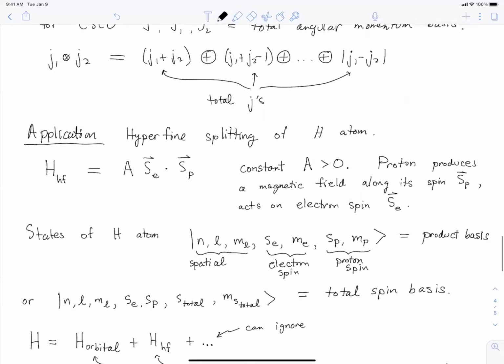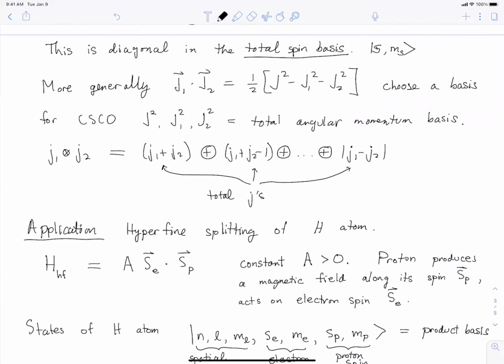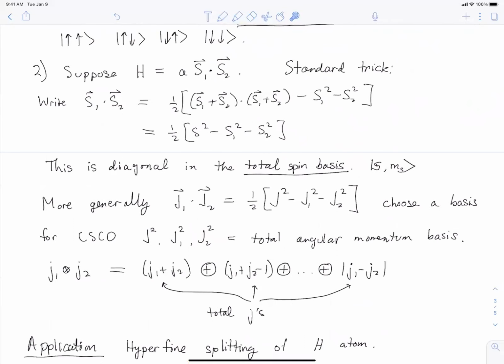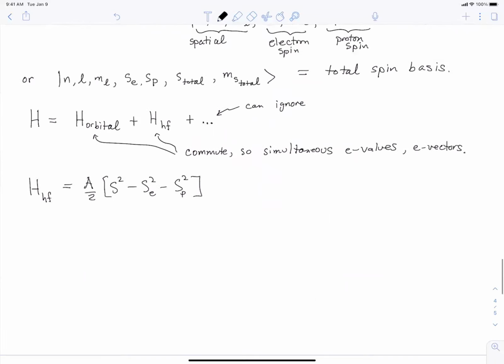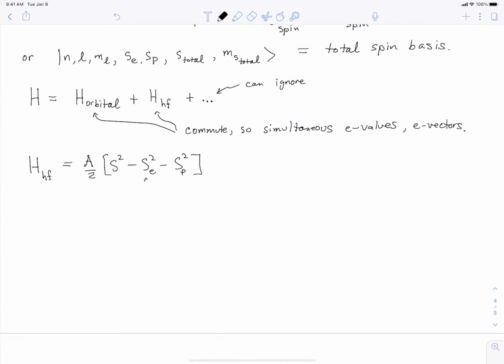Okay, and then the other thing that we said we should do is when we see a dot product of this, we should use this trick here of rewriting it. So let's go ahead and do that. So the hyperfine Hamiltonian is our constant divided by 2 times the total spin squared minus the electron spin squared minus the proton spin squared. Okay, and the electron spin squared and the proton spin squared are just numbers because they're fixed. They never change. There is, in fact, no way to change them.